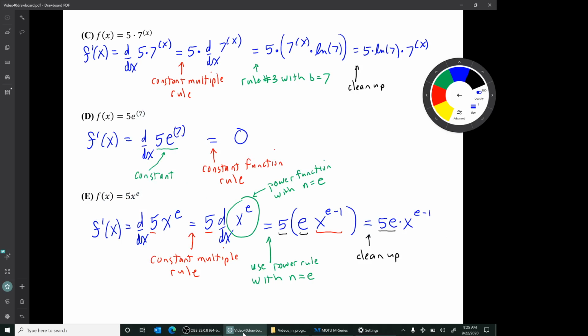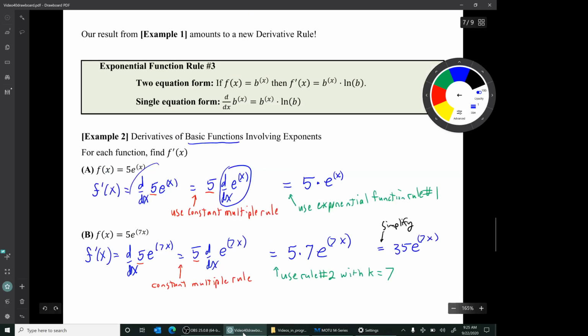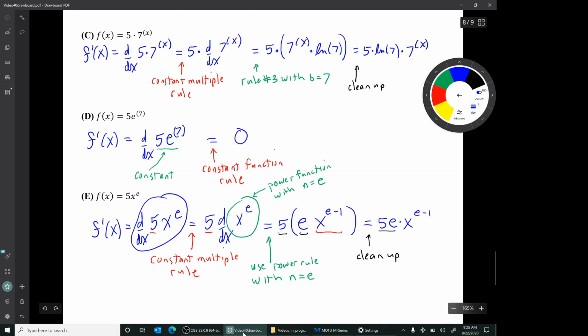And for another comparison, look how similar this, the derivative of 5x to the e, is to this one, the derivative of 5e to the x. Look how different the results turned out to be. The derivative of 5e to the x is just 5e to the x. But the derivative of 5x to the e is 5e x to the e minus 1. So you have to be very careful when using these derivative rules. You have to scrutinize your functions.